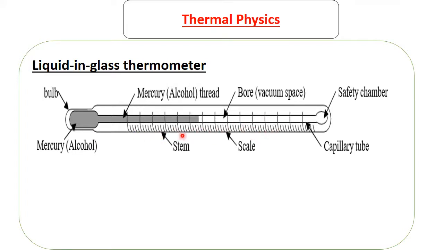So here there will be marks, maybe from 0 to 100 depending on the range. Then this part where the scale is called the stem. Then we also have this part here, which is called the safety chamber. Then this tube here, the entire tube, is called the capillary tube. This part of the capillary tube is called the bore, and this side is the bulb. Then inside the capillary tube, of course, that's where we're going to have the mercury or the alcohol, the liquid which we're discussing. So these are the various parts of a liquid in glass thermometer.